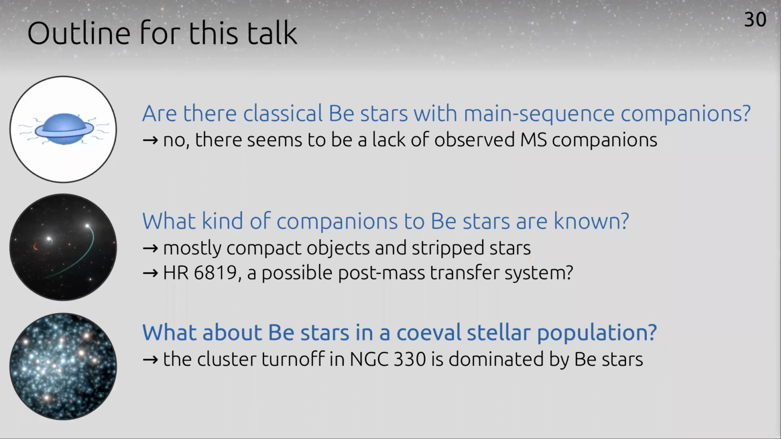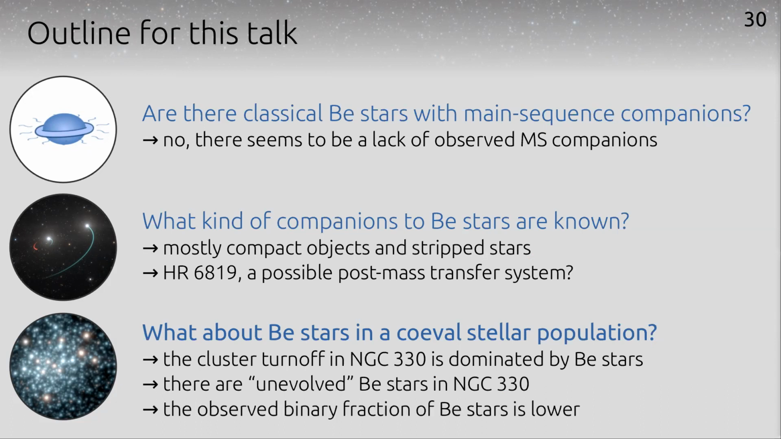So just to sum it up, and I also think I'm basically at the end of my time, there's a few things that I want to stress that I think we've learned from NGC 330. First of all, there's a lot of BE stars in this cluster, and the turnoff is actually dominated by them. Second, there are these unevolved BE stars in NGC 330, which are below the cluster turnoff, which are in agreement with them being binary interaction products.